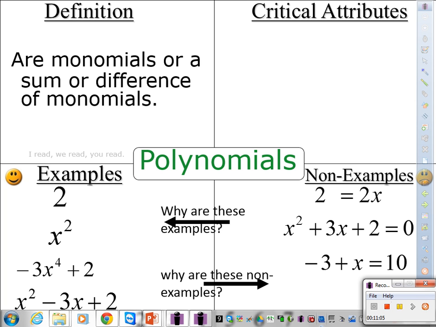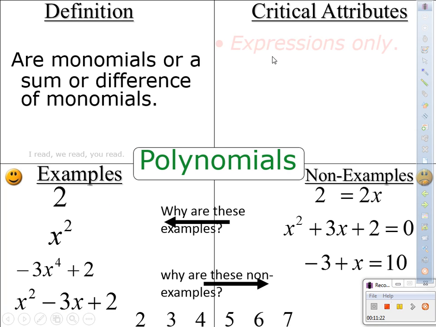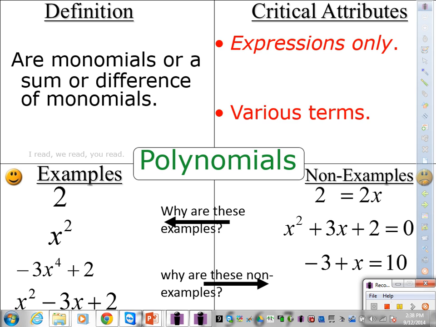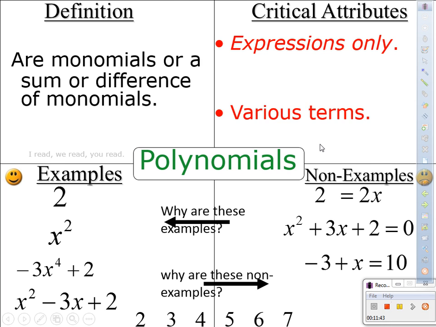Okay. I heard you guys saying that because these have equal signs, these are equations. If these are equations, these are expressions. These are equations, these are expressions. So the very first thing for polynomials is that they are expressions only and that they have various terms. Expressions only, various terms. Copy that. Okay? Copy these steps, please. Only 4 steps. Copy those.